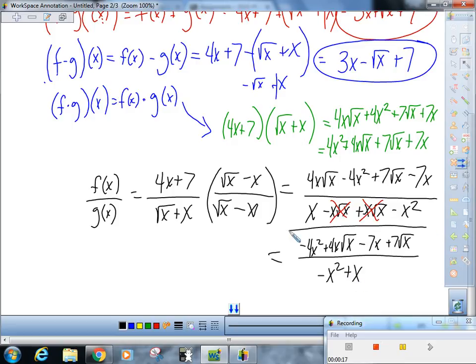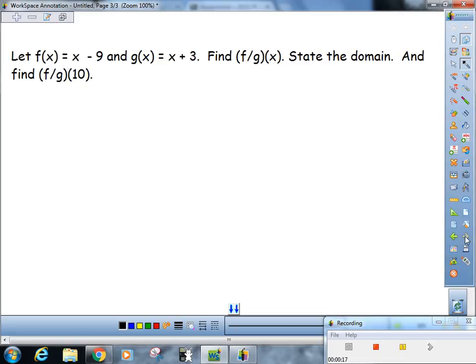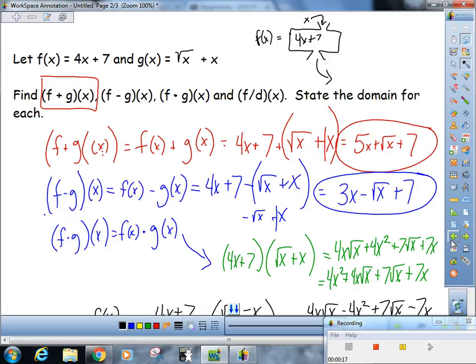So that's pretty tough. Okay? All right, one more example, and then I'll turn you loose on your homework. Oh, shoot. State the domain. This is important. This is important.